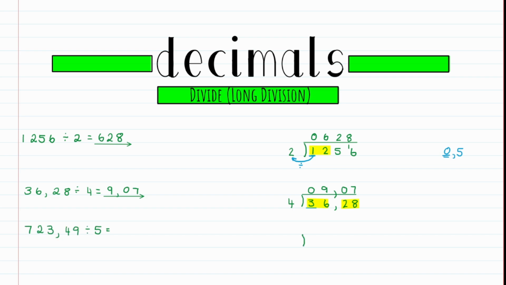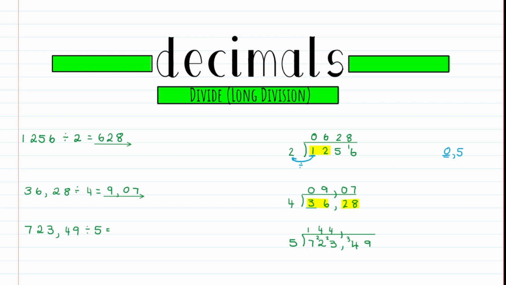Take a look at this next example. We place 723,49 inside of our house and 5 on the outside. Don't forget to place your comma on top of the house as well. 7 divided by 5 is 1 remainder 2. We write the 1 above the 7 and carry the 2 across. 22 divided by 5 is 4, remainder 2. The 4 goes on top, and the remainder goes on top of the 3.